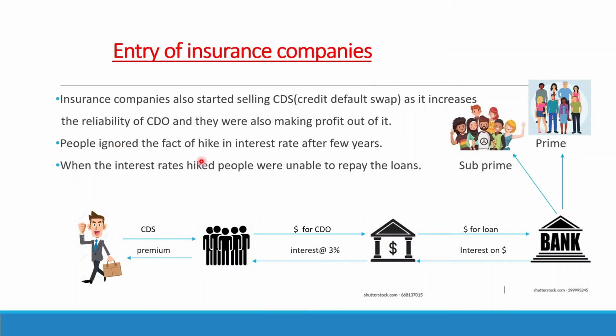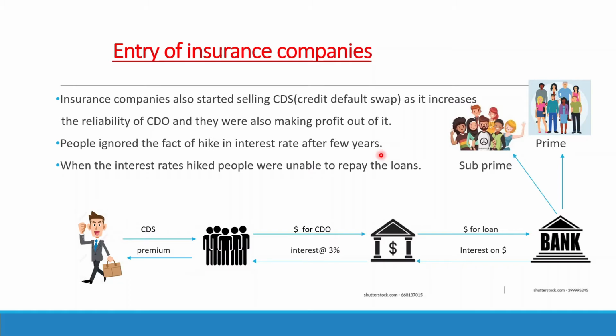So people ignored the fact of a hike in interest rate after a few years, as the US government had made plans to lower the interest rate for 3 to 4 years, and after that they are going to hike. There will be a hike in it.